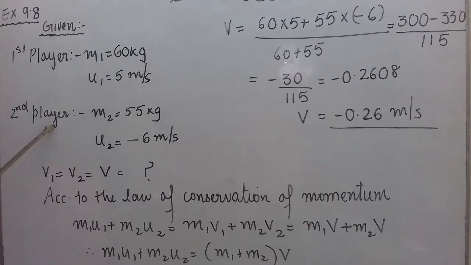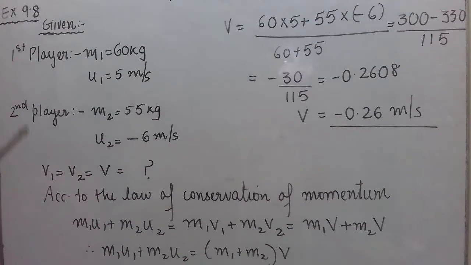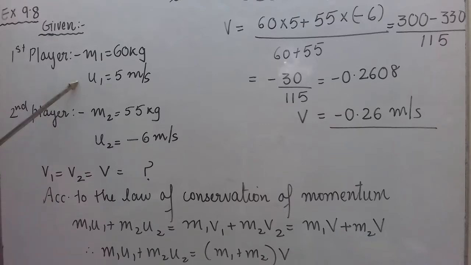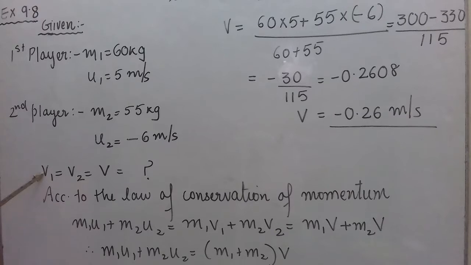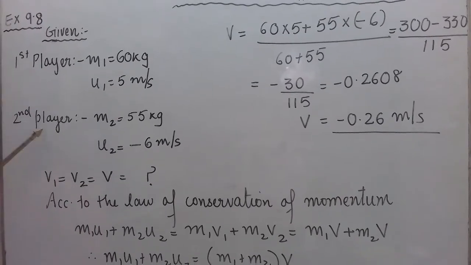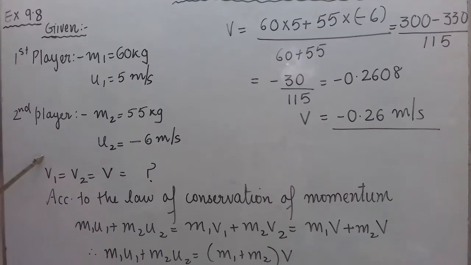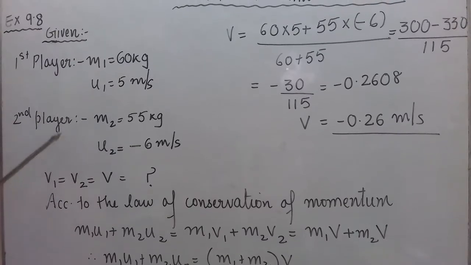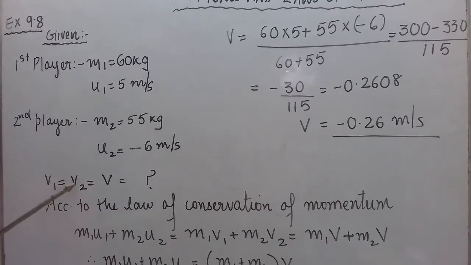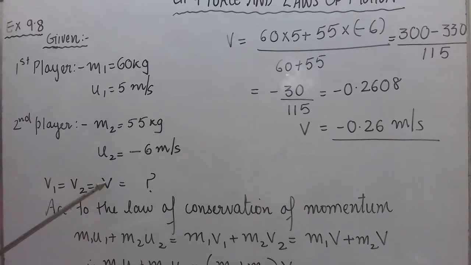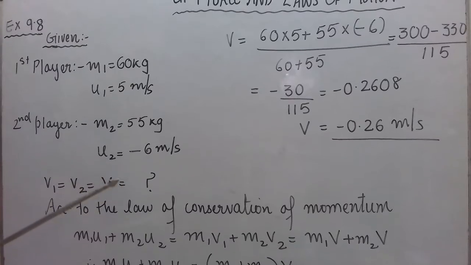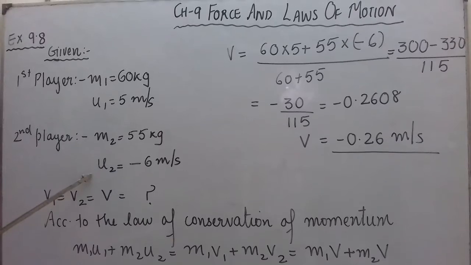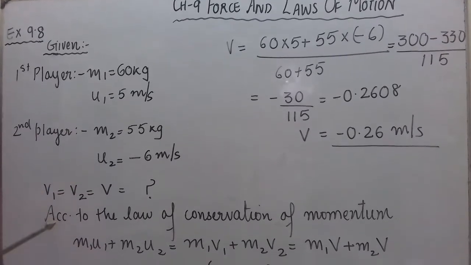Okay. So here also, just like the previous numerical, we have v1, v2, their final velocities are equal. In the previous numerical, girl and cart were moving together. Here, both the players get entangled and hence they move together. So their final velocities will be the same. v1 will be equal to v2. Let us say each is equal to v. This is the velocity with which they move after getting entangled, and this we have to find out. Again, there is no need to do any conversion. Everything is in proper SI units.